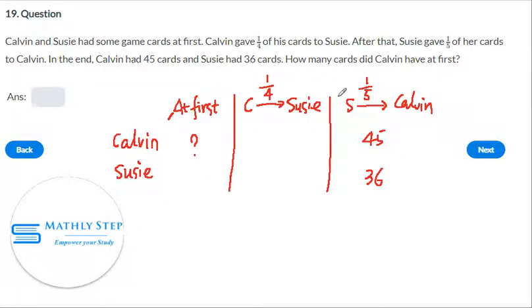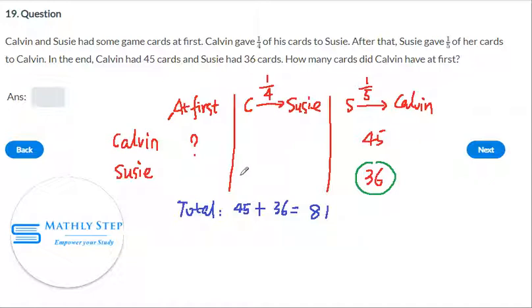From here we know that there are only two persons, Kevin and Susie, and they are passing cards. So the total number of cards remains unchanged. So from here we know the total cards will be 45 plus 36 equal to 81 in any of these scenarios. Okay, and also we know that this is after Susie gave 1/5 of her cards to Kevin, and the remaining is this. We can know how many cards Susie has here.